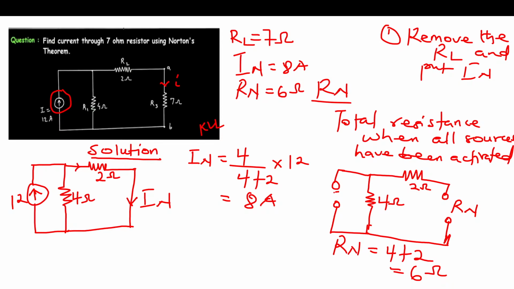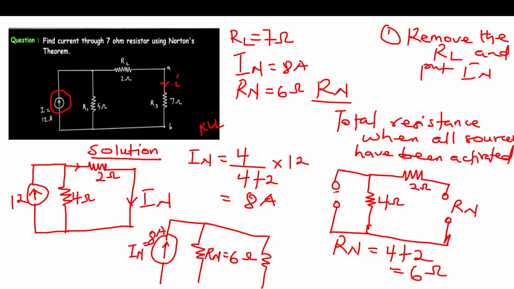We do that by drawing the equivalent circuit. Okay, so I'm going to draw the equivalent circuit. This is how it looks like. Now this is my IN. Now what was IN? IN was 8. Okay, IN is connected to RN. What's RN? We had 6. It's connected in parallel with now the load resistor, that is the 7 ohm resistor, the one we took from there. 7. Okay, this is how the equivalent circuit is going to look like.